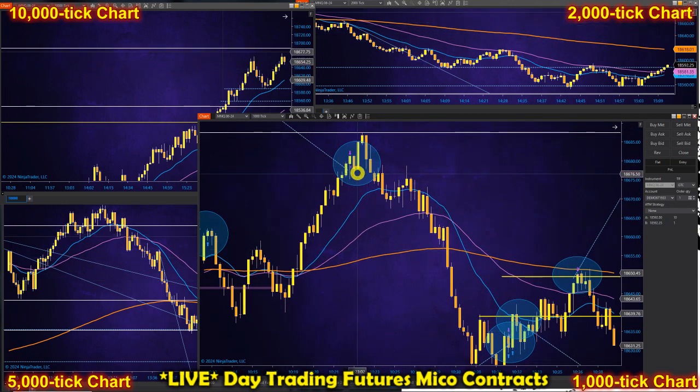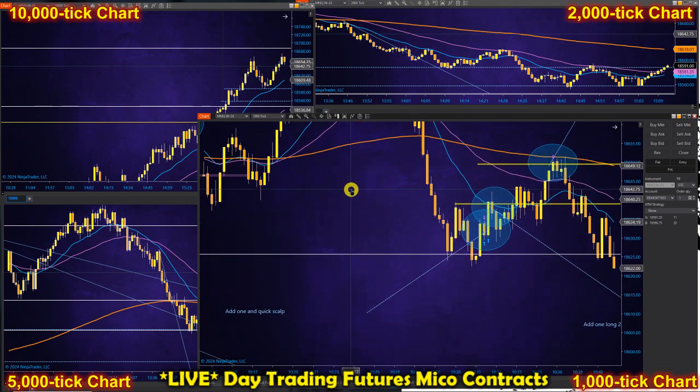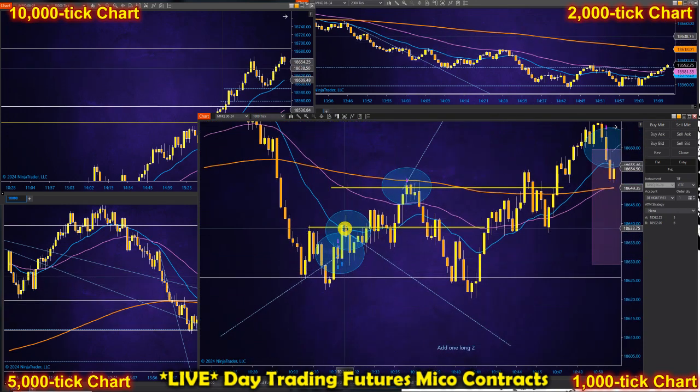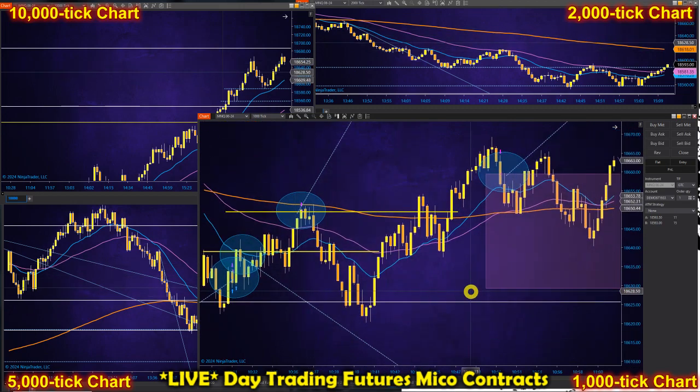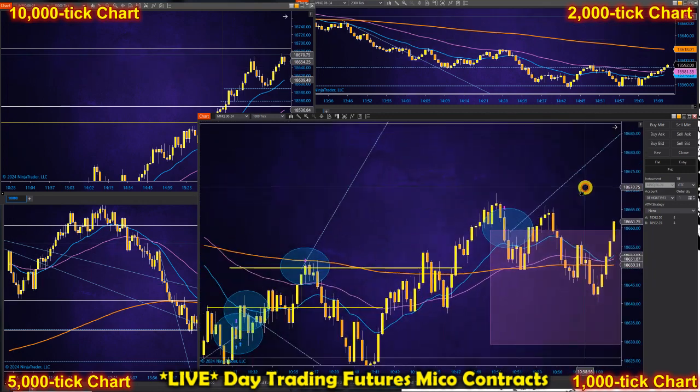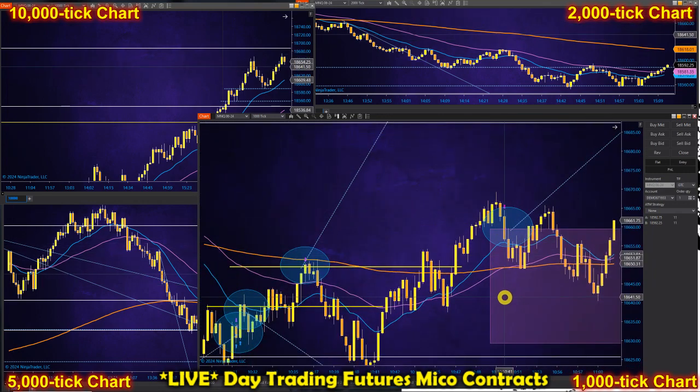I scaled out up here, and I was holding one, right? And then I added one right here for a quick scalp, and then I added another one, and I started scalping when it popped up right here, right? And so this is how I traded it. I kept adding and scalping and adding and scalping. I closed that position for a profit right here, and then I just started everything after trade.